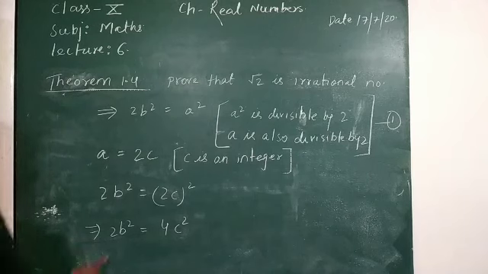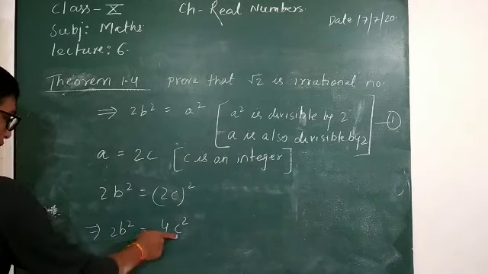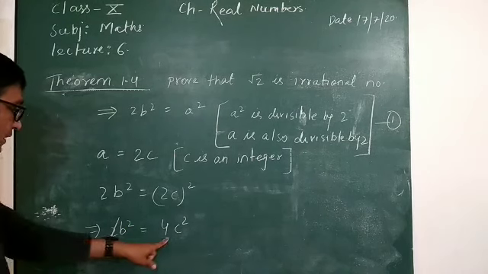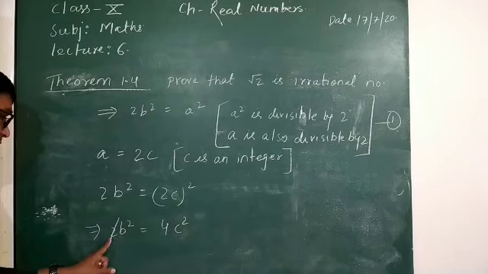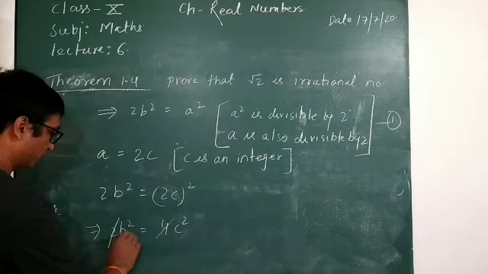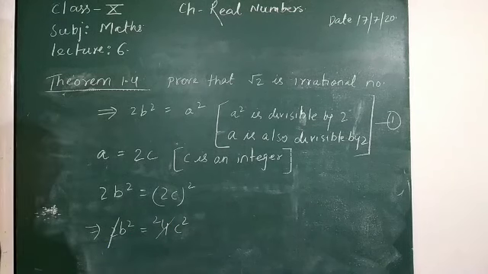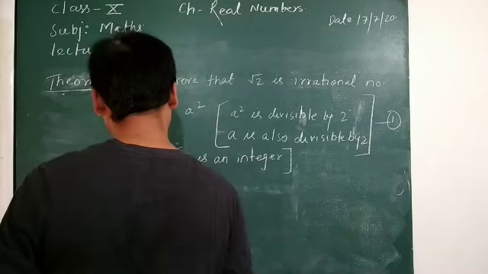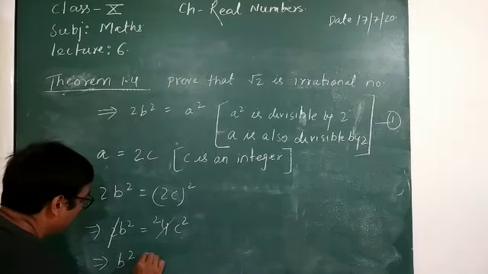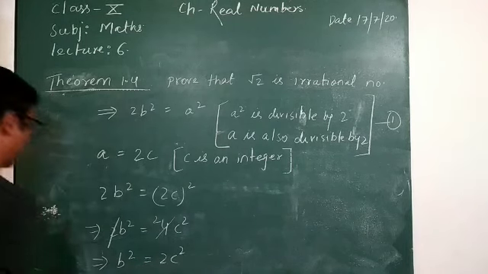Now from this we can cancel 2, or you can take it in division and cancel. It will be 4 upon 2, so 2 to 4. We are just cancelling over here, 2 2s are 4. So here you will get b square is equal to 2c square.